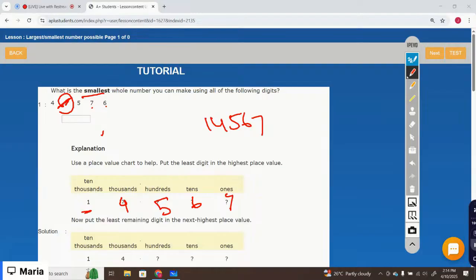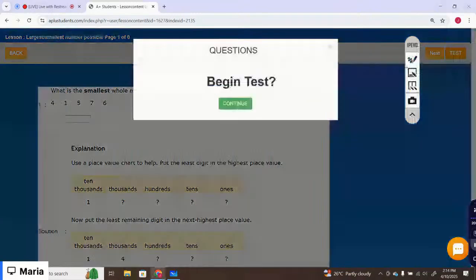Got it? So basically, when you need to write down the smallest number, you need to write down the smallest digit at the highest place value. Keep repeating this step for every place value, and you will get the smallest whole number. Got it? Let's just start with the test questions.